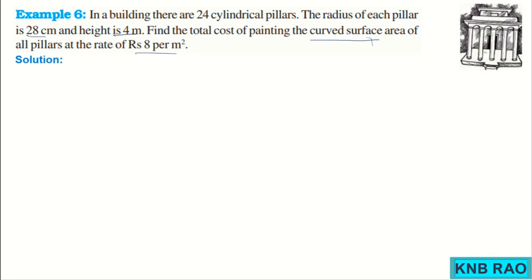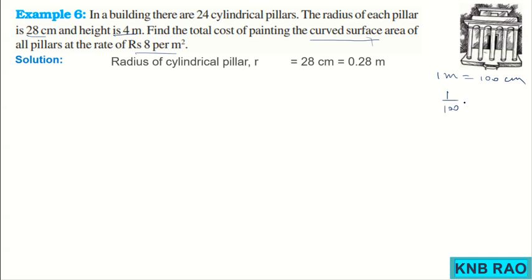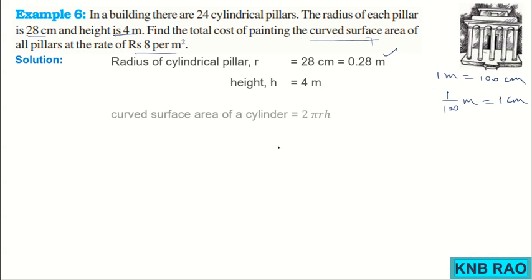Here in the solution, first we will give what is given. The radius of a cylindrical pillar, let it be assumed as r, is 28 centimeter. Remember here centimeter 28 and height 4 meter. So to keep all given variables in the same units, we brought 28 centimeter into meters by dividing it by 100. You know 1 meter is 100 centimeter. So to convert centimeters into meters, 1 upon 100 meter is equal to 1 centimeter. Using this conversion we did. So here 0.28 meter is the radius and the height is 4 meter.